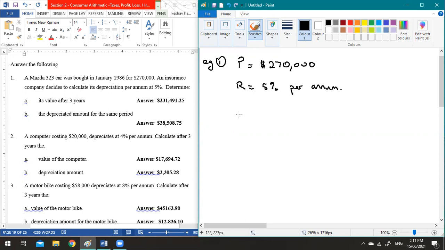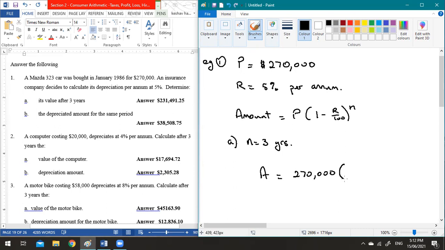So the formula, right, is the value of the car or the amount that it is worth is equal to the principal amount, open bracket, 1 minus the rate over 100, to the power n number of years, right? So in this case, n will be 3 years. So we're going to follow it up. So the amount is equal to 270,000 times (1 minus the rate, which is 5% over 100) to the power 3 years, right?